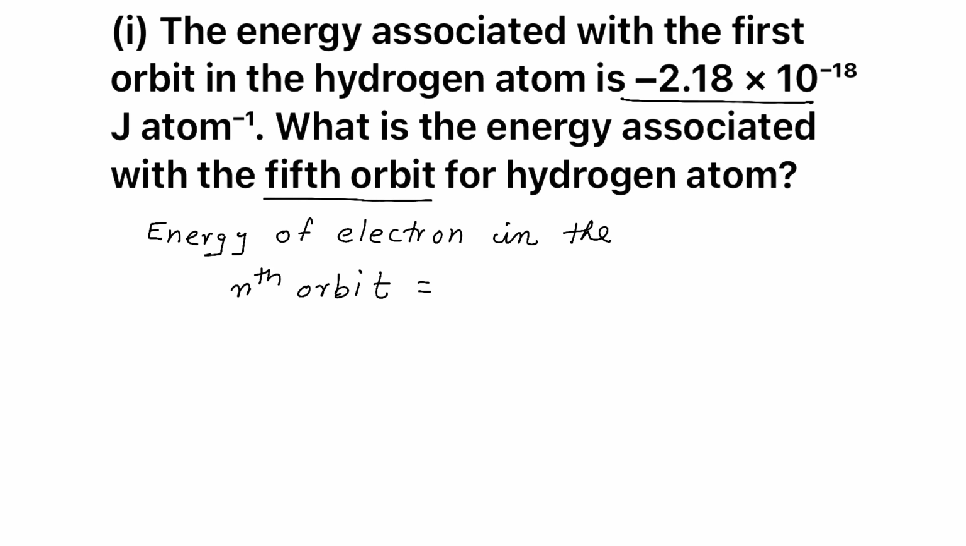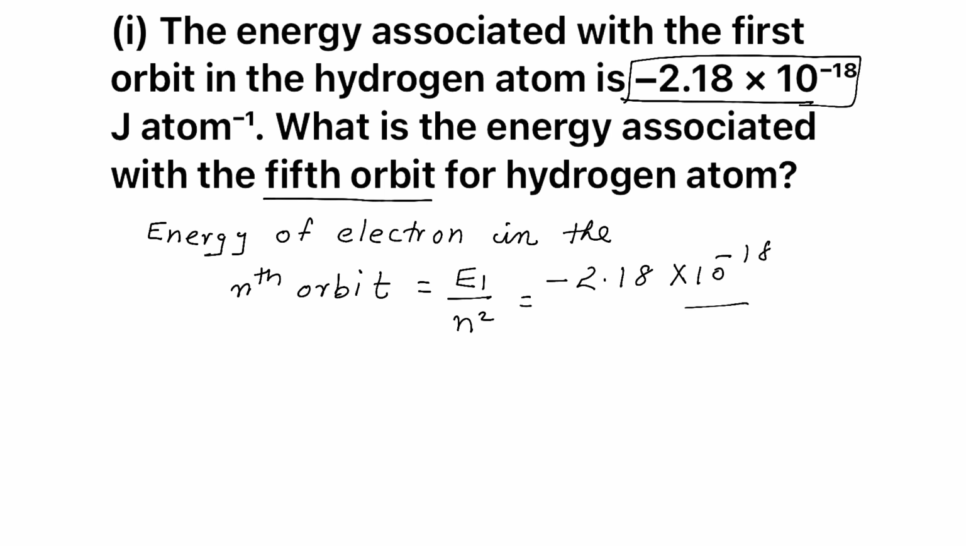For doing this question, you must learn by heart the equation for the energy of electron in the nth orbit. What is that? It is E1 by n square. What is E1? E1 means it is the energy of electron in the first shell. It is given in the question, but better to learn by heart. Normally students are supposed to learn the equation like minus 2.18 into 10 raised to minus 18 by n square. Energy of electron in the nth orbit is equal to minus 2.18 into 10 raised to minus 18 by n square.